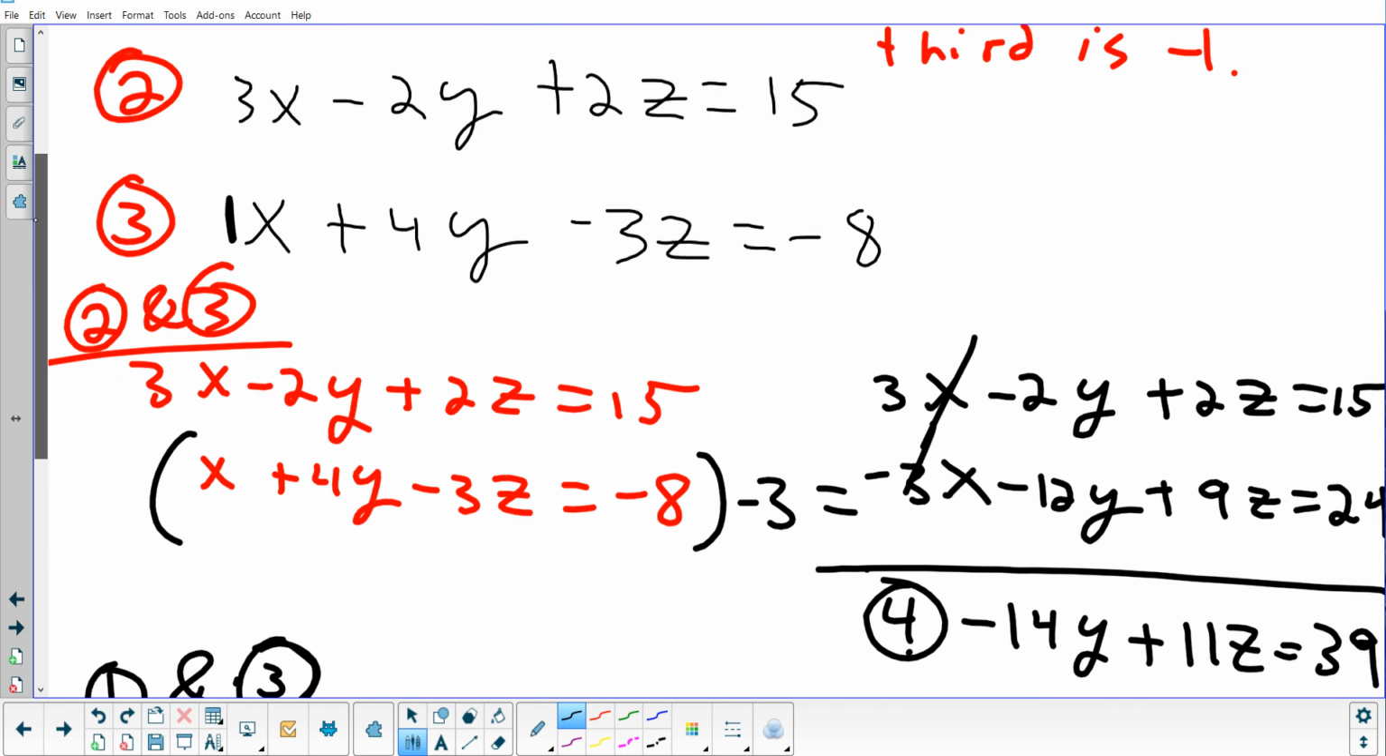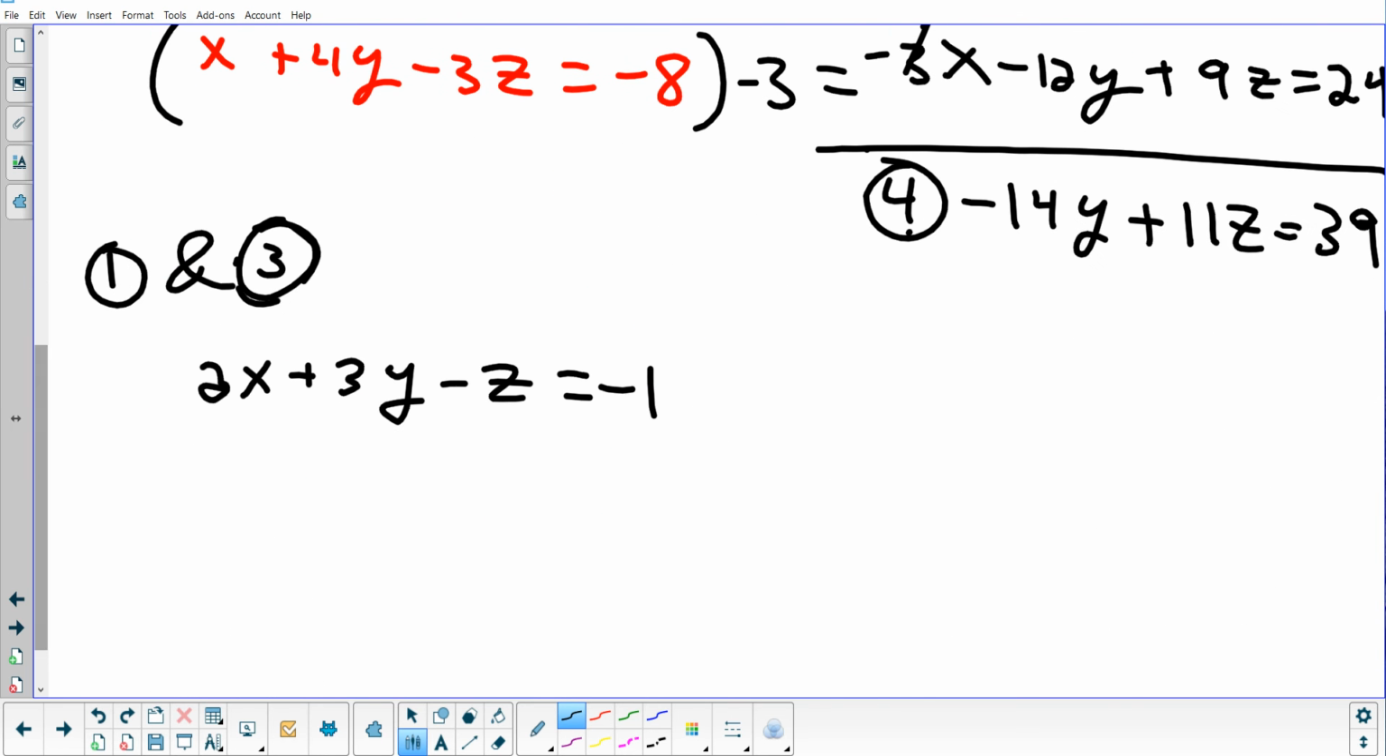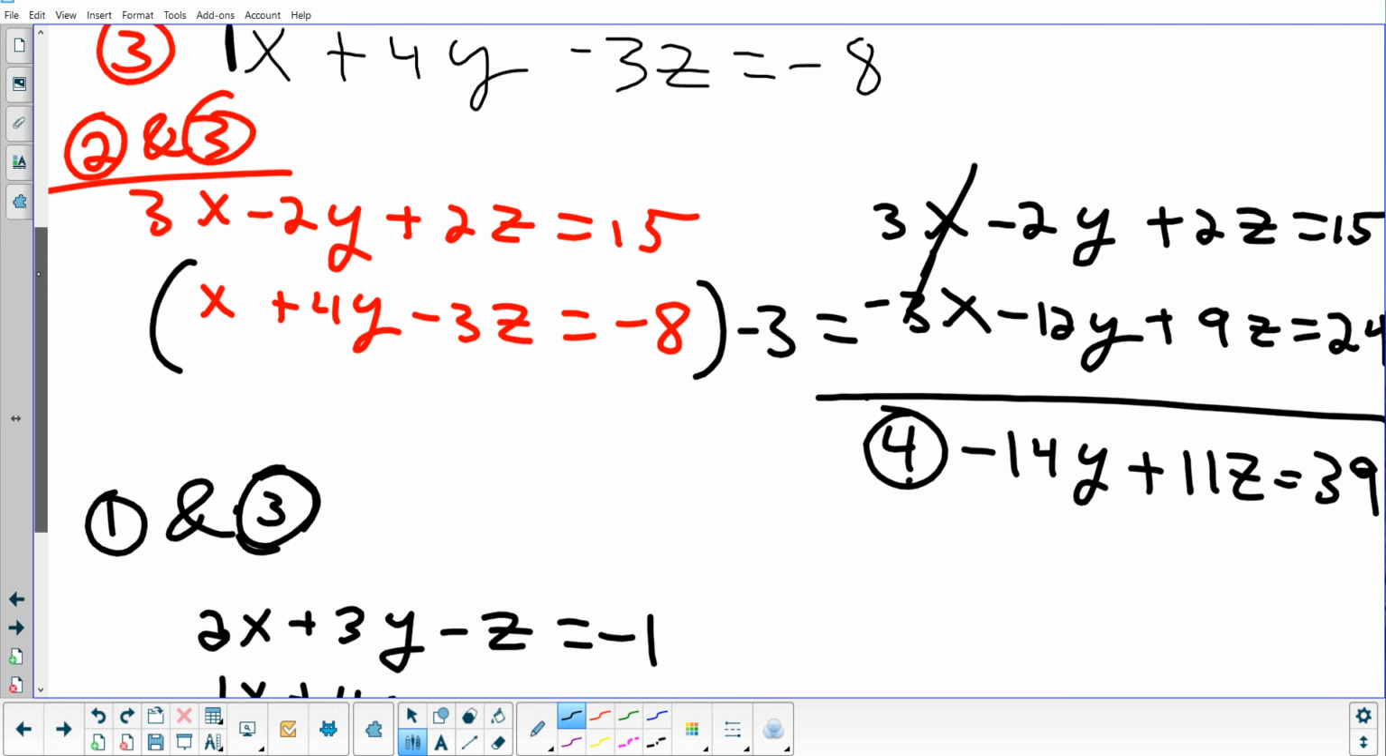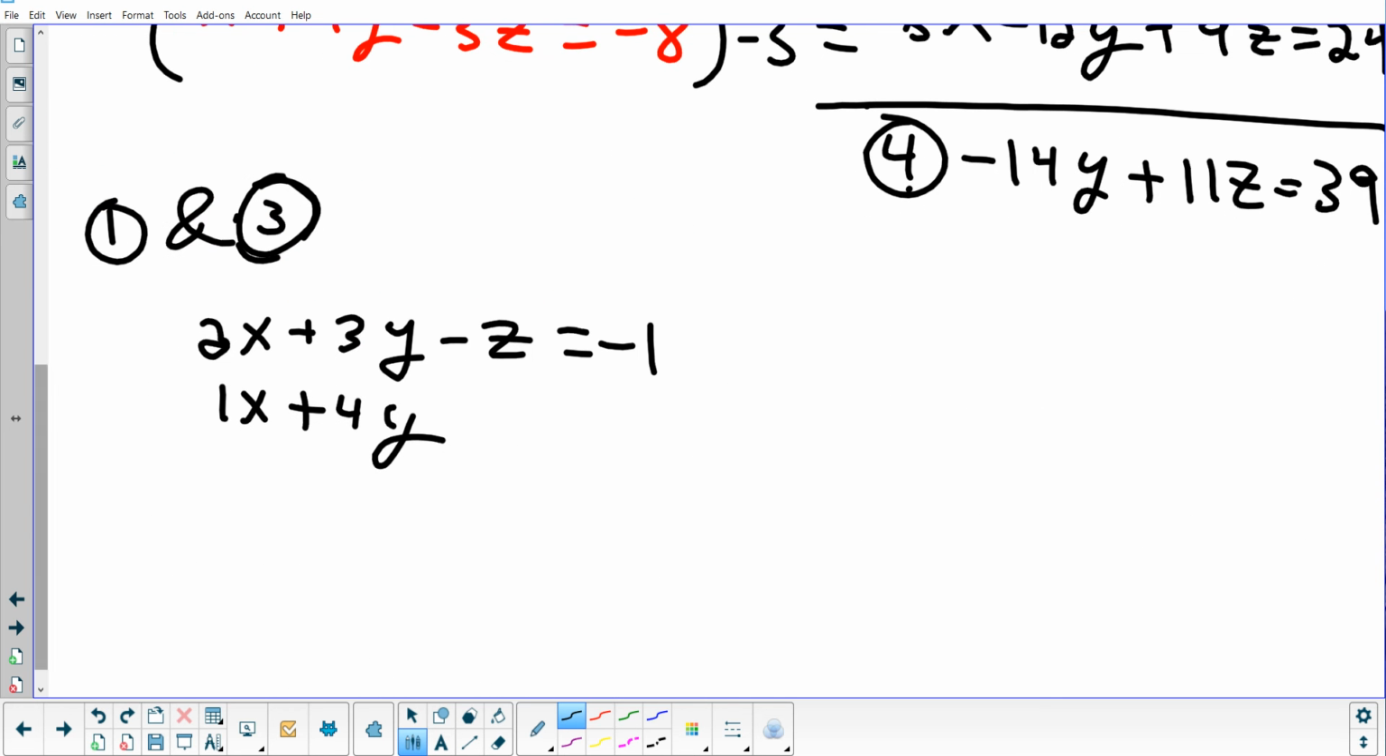Let's put 3 there. 1x plus 4y minus 3z. And now the goal is to get another equation with just a y and a z that I can use with number 4. And then it'll be just like a problem we've done before. We'll only have 2 variables and we'll solve.